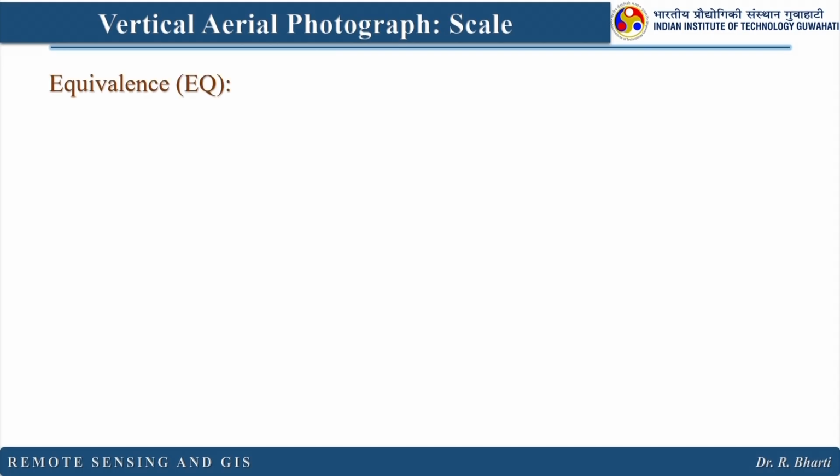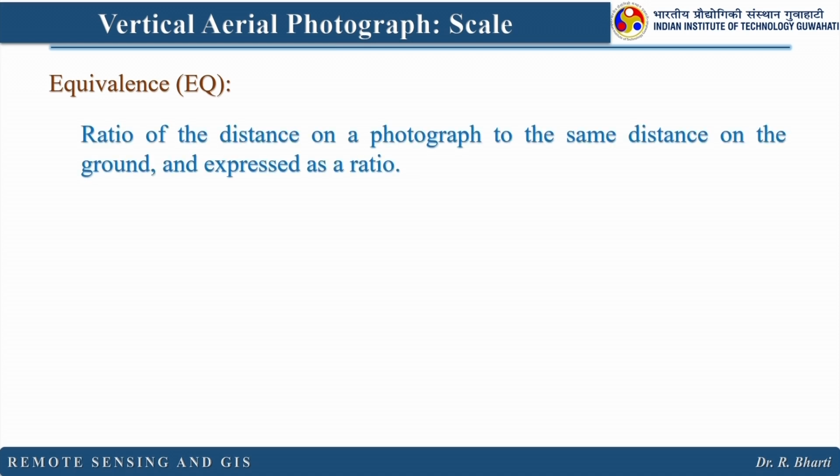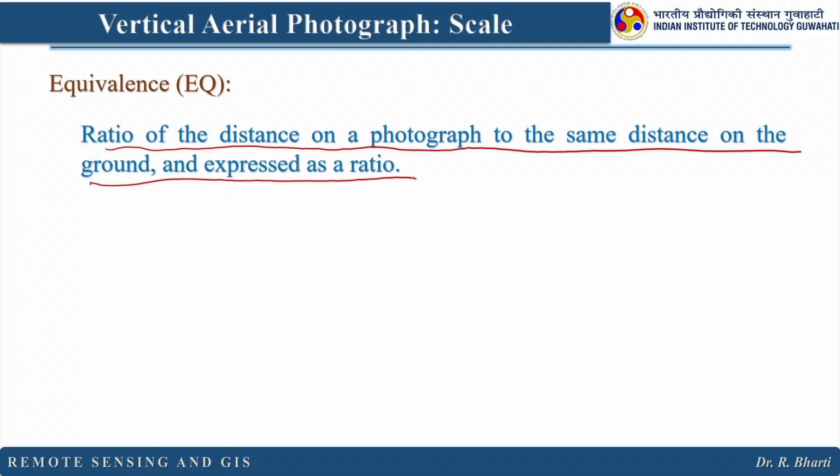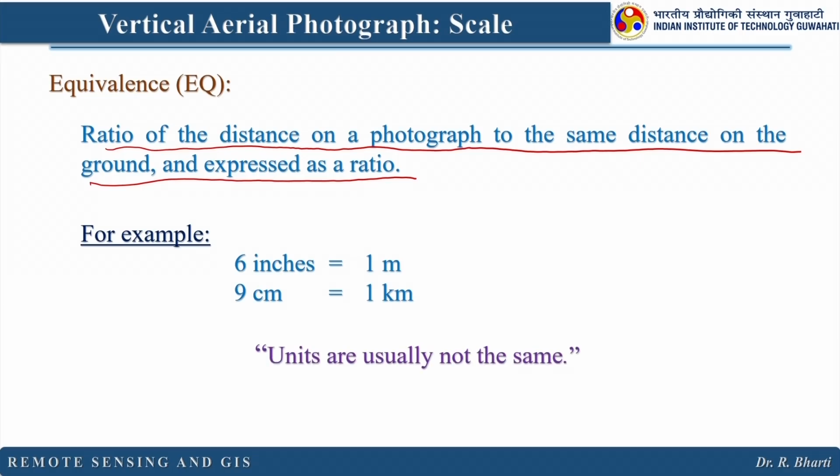Now, let us understand equivalence. It is the ratio of the distance on a photograph to the same distance on the ground, expressed as a ratio. For example, 6 inches is equal to 1 mile, or 9 centimeters is equal to 1 kilometer, and usually these units are not the same in equivalence.